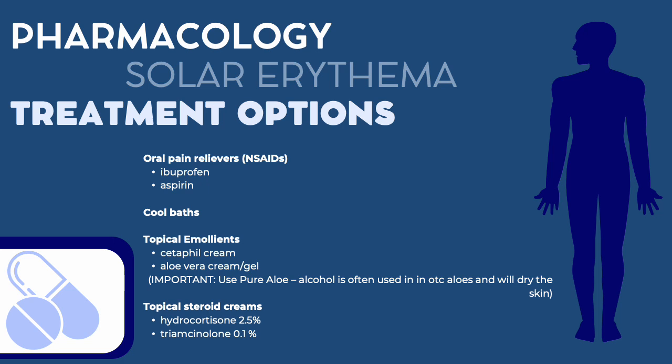Treatment options for sunburn include oral pain relievers, usually NSAIDs, which include ibuprofen and aspirin. You can also take a cool bath. Topical emollient such as Cetaphil cream or an aloe vera cream or gel. But it's important to always look at the active ingredients in your aloe. Try to use pure aloe, something without alcohol, because the alcohol is only going to dry out the skin further and cause more peeling and pain. You could also use topical steroid creams such as hydrocortisone or triamcinolone.